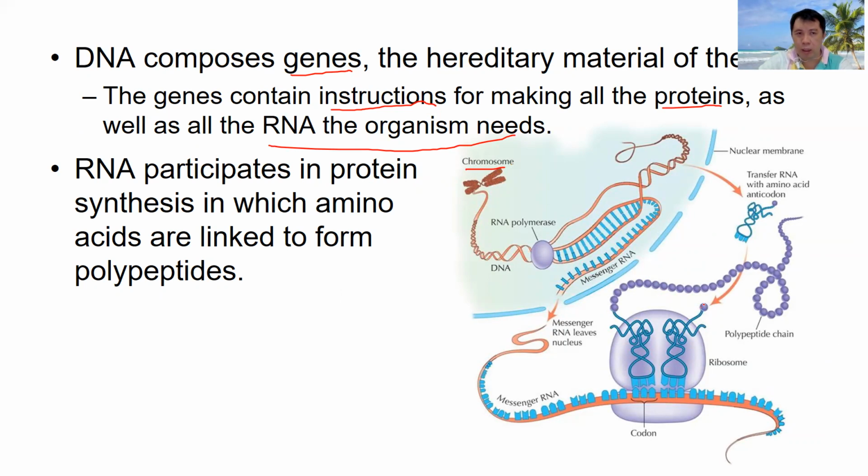RNA participates in protein synthesis, in which the amino acids are carried by the tRNA and then linked to form the polypeptides. This is the primary structure of a polypeptide, the sequence of amino acids in the linear chain, joined by peptide bonds.